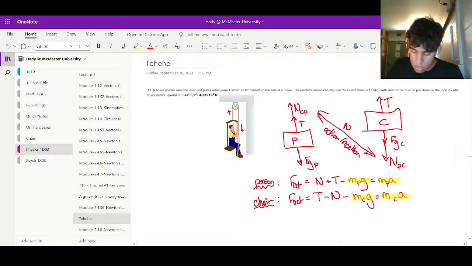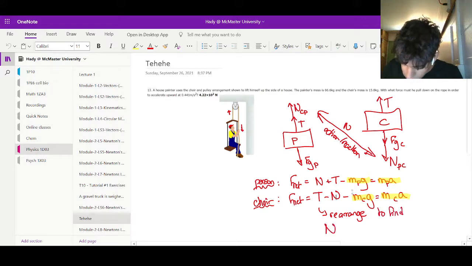Okay, so from here all you have to do is rearrange. So rearrange, and because we're trying to find tension here, we'd rearrange to find what n is equal to, so that it saves us time, so our n's just end up canceling out.